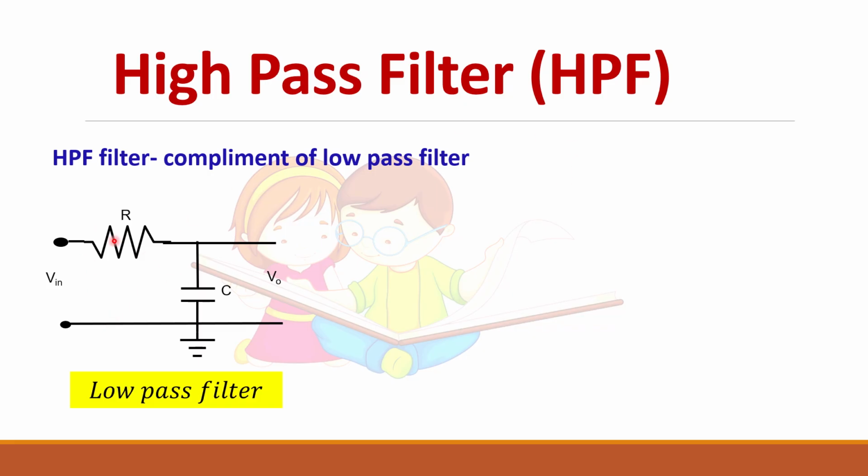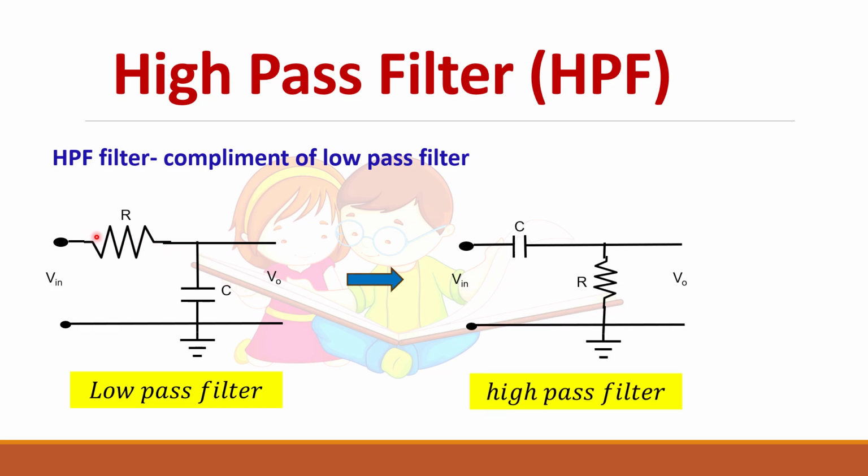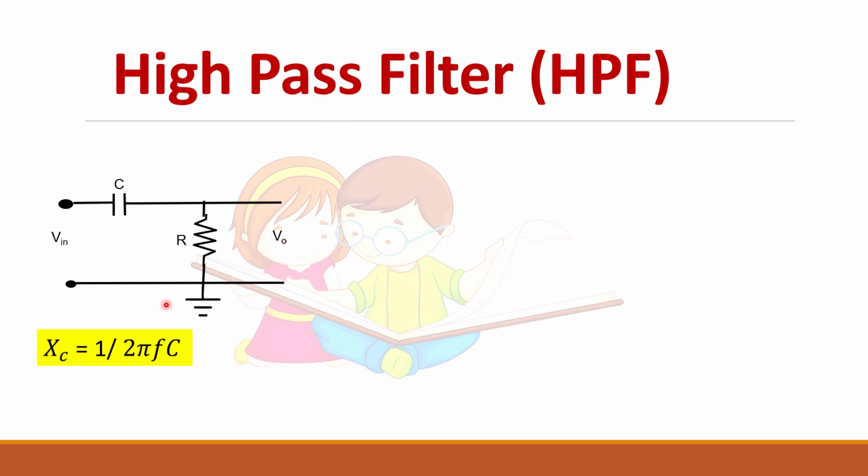For the low pass filter, we saw that a simple RC combination can work as a low pass filter. So what is the complement of this circuit? Instead of the resistor, you put the capacitor, and instead of the capacitor, we put the resistor, or just interchange the components R and C. You will get a high pass filter. How does this circuit work as a high pass filter just by interchanging the components?